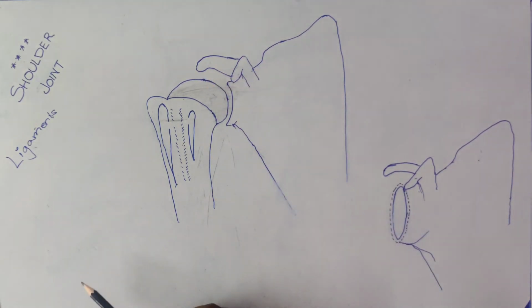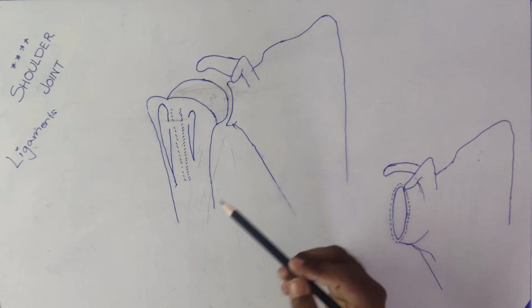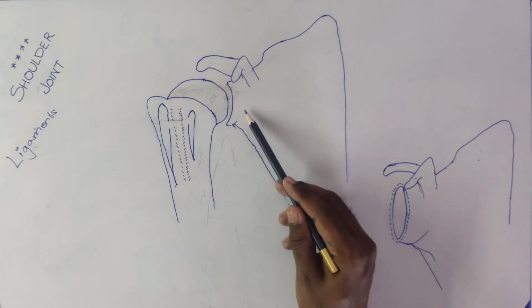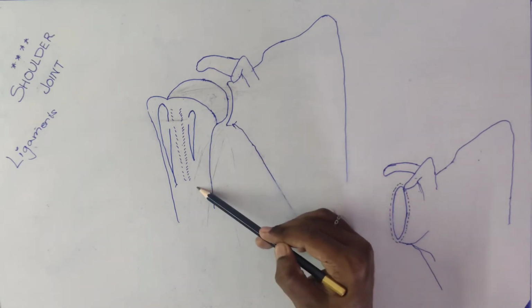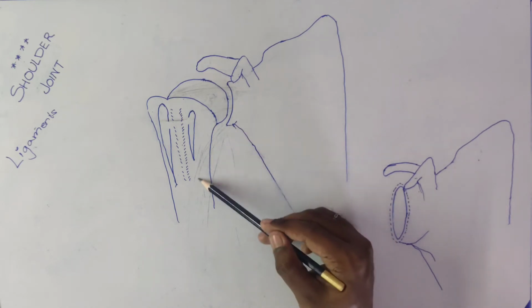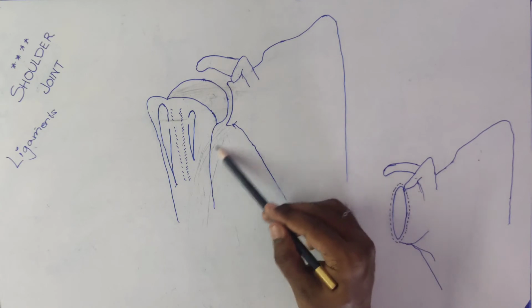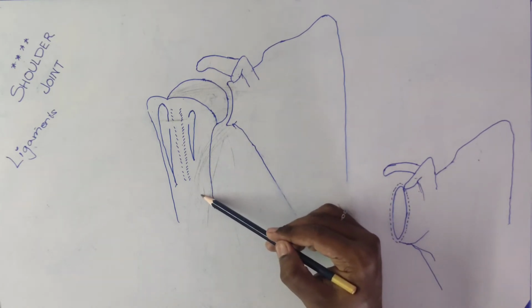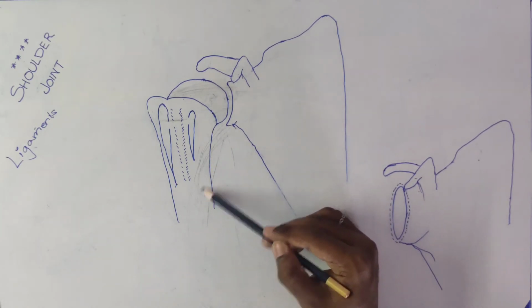From the inferior surface, we can see the long head of triceps brachii, from here to here, and the axillary nerve. It passes from the scapular region to the humerus like this, along with the posterior circumflex humeral artery.